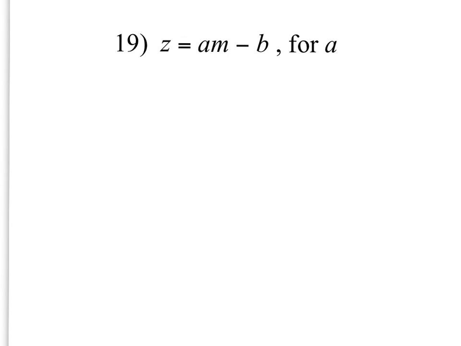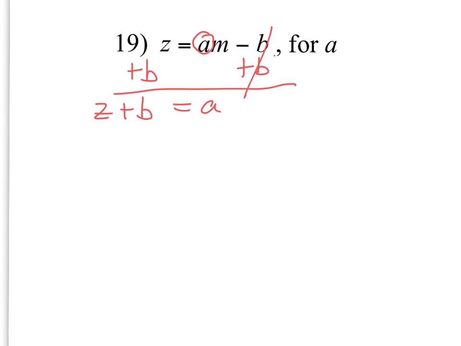In this problem, we're solving for a, so circle the a. The a does not move, everything else does. So we have to undo the minus b first. The order here is important. So to undo minus b, we're going to add b. Then the b's cancel, and we have z plus b is equal to am. Again, circle the a, it doesn't move, everything else does. So divide by the m, and you get that a is equal to z plus b divided by m.